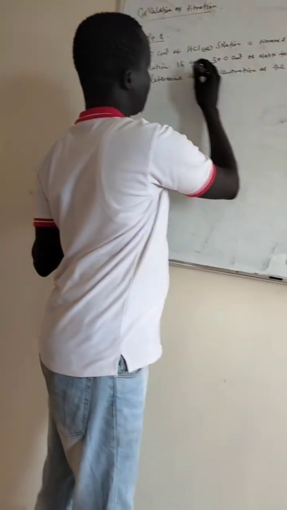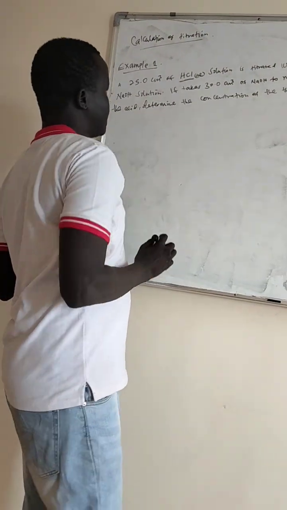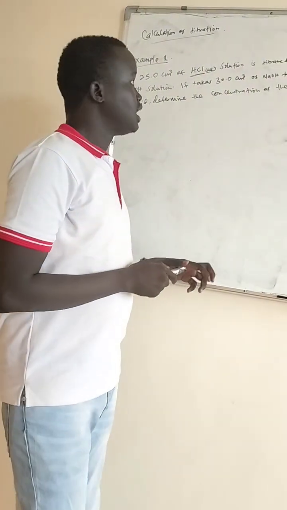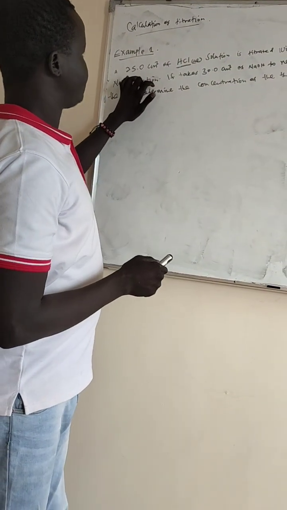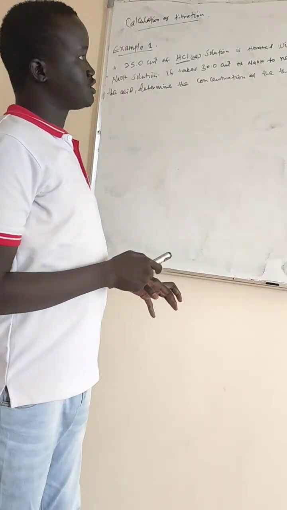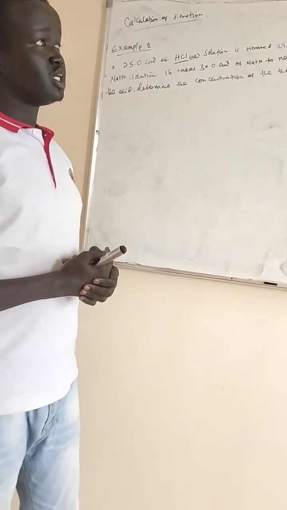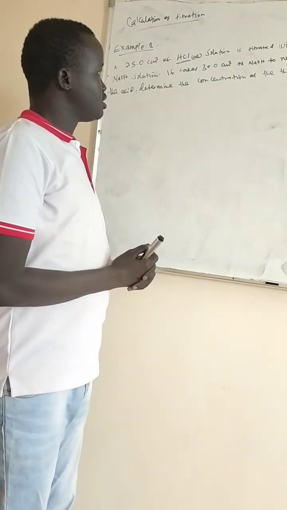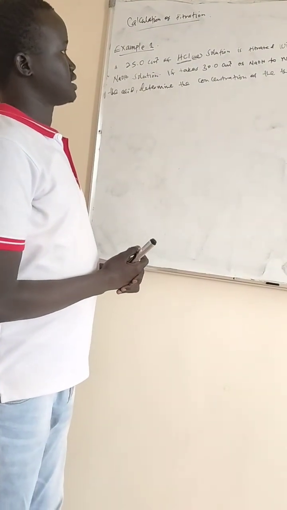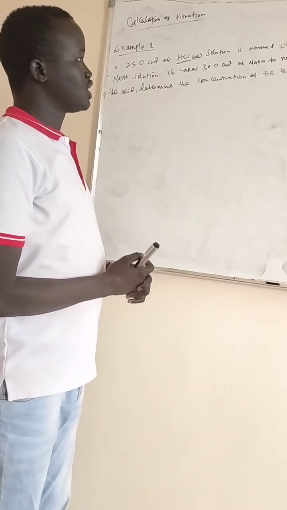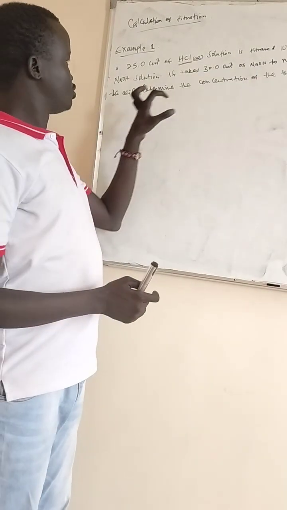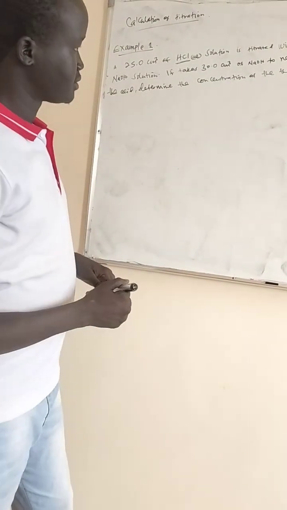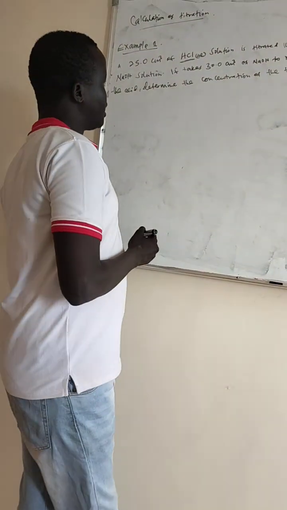Acid. Our acid is hydrochloric acid. So the question is, a 25 centimeter cube of hydrochloric acid solution is titrated with a 0.1 molar sodium hydroxide solution. If it takes 30 centimeter cube of sodium hydroxide to neutralize the acid, determine the concentration of the acid.